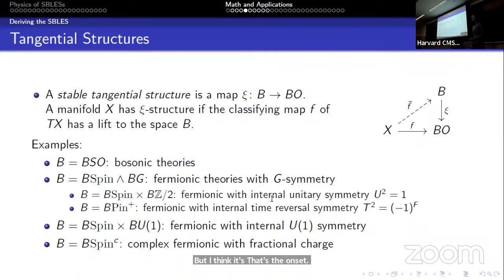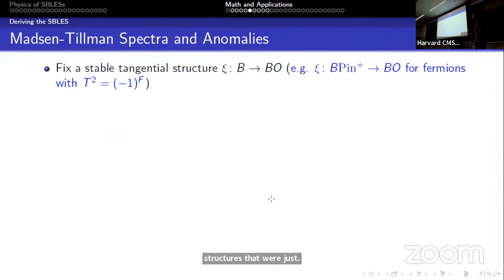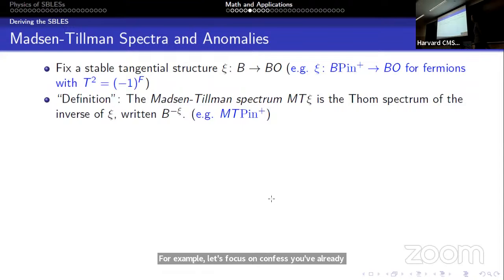So now let's get to the classification we're using. Let's fix a tangential structure, for example, let's focus on pin plus, which we've already discussed. This is a definition in quotes since it's a little fast, but in some sense, this Madsen-Tillmann spectrum, which is like a sequence of spaces, is the Thom spectrum of the inverse of the bundle, if you are familiar with Thom spectra. I'm going to write this as MTC. So if we did this for pin plus, we would write the corresponding spectrum as MT pin plus.